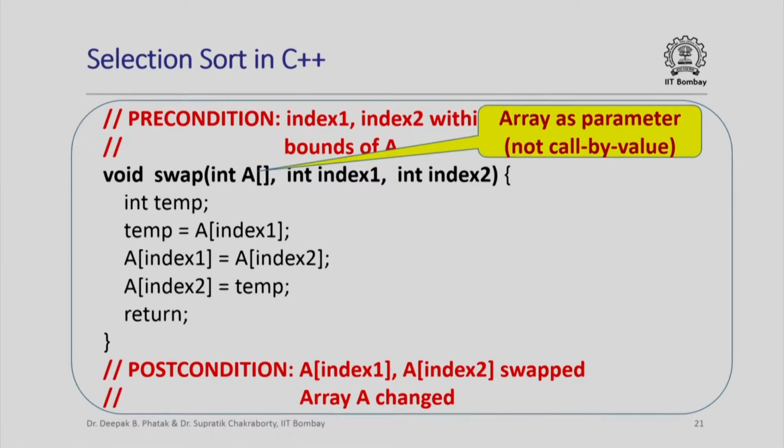So here is how the body of swap might look like. It is a very simple swapping program. I use a temporary variable to temporarily store the value of A index 1, then I copy the value of A index 2 to A index 1, and then I copy the value of the temporary variable which was storing the original value of A index 1 to A index 2, and finally I return. Note that swap does not return any value, so its return type is void.